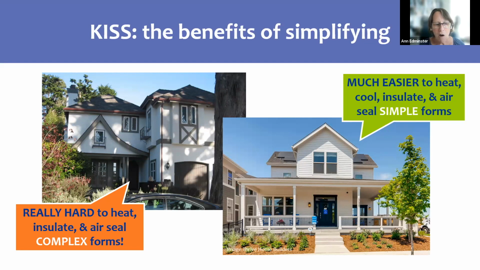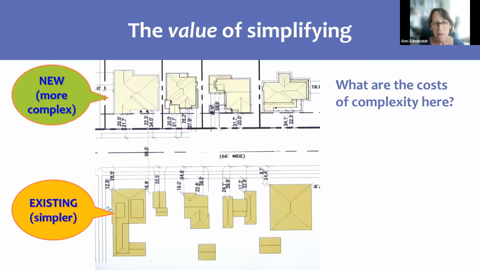Complex forms are much harder to heat, insulate, and air seal than simpler forms. They're also harder to fit PV on. Here's an example of a project that I worked on for a university a number of years ago, where they were building housing across the street from an existing neighborhood. On the lower side is the existing, upper, the new designs. And they were charged with meeting a compatible design aesthetic.